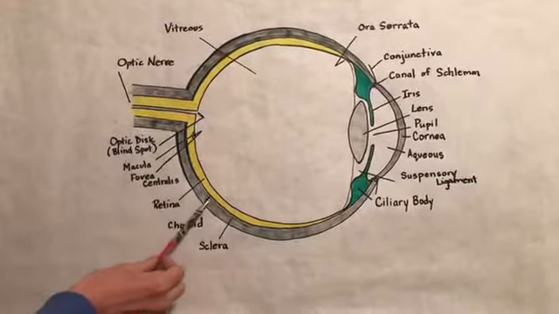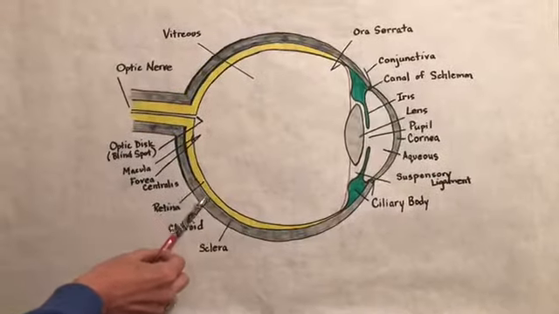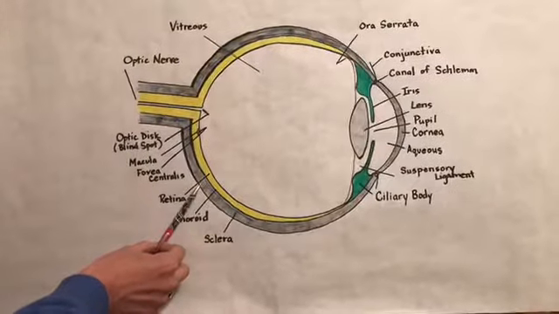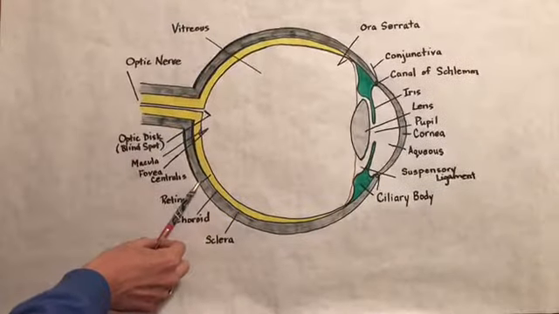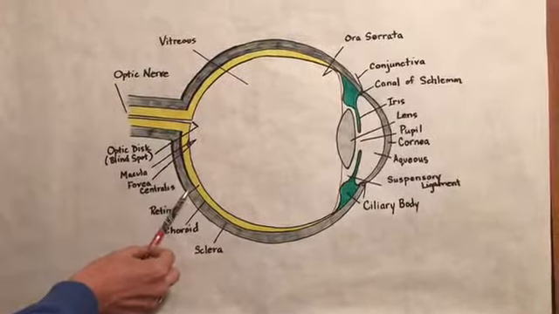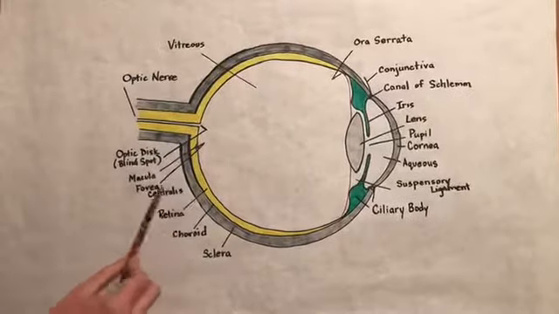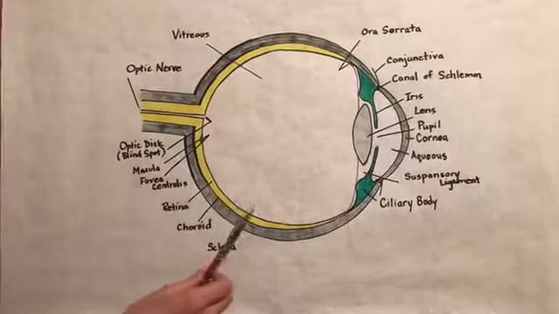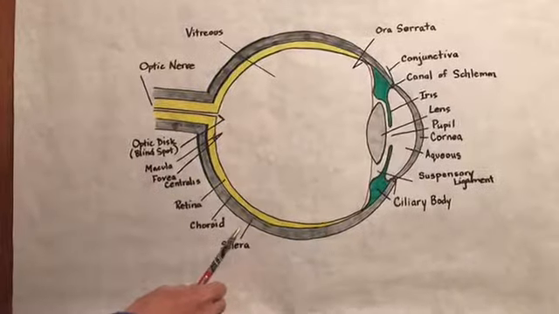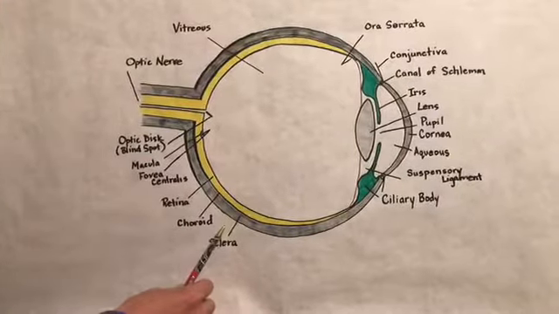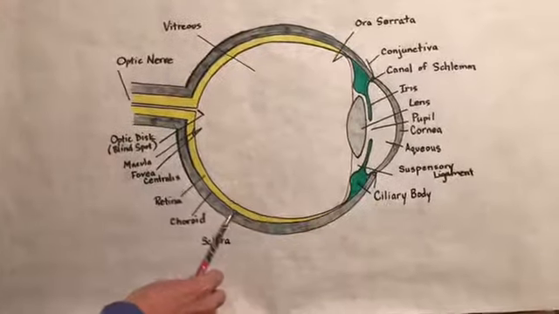We have the choroid. This is this thin line in between the sclera and the retina, and it consists primarily of blood vessels and provides nourishment to the retina. And then last but not least is the sclera. This is a tough, fibrous, white protective layer of the eye.